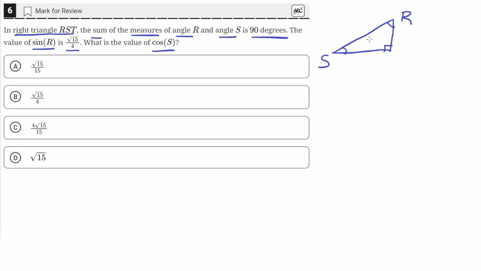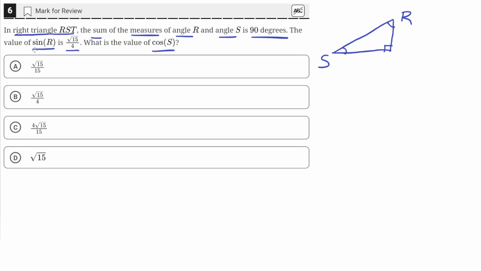R and S have to be either of these two angles, because if it was this angle in here, this is already 90 degrees. So that would be saying the other angle is 0 degrees. And in that case, we wouldn't have a right triangle. So, okay, let's make S this angle and R this angle.